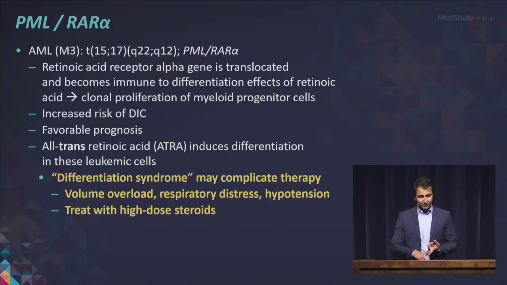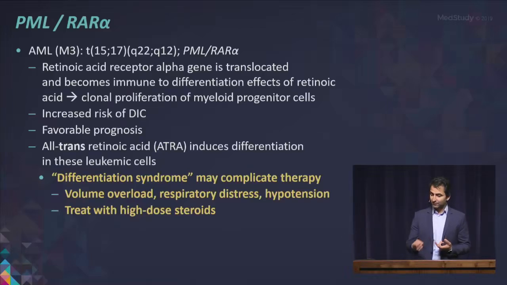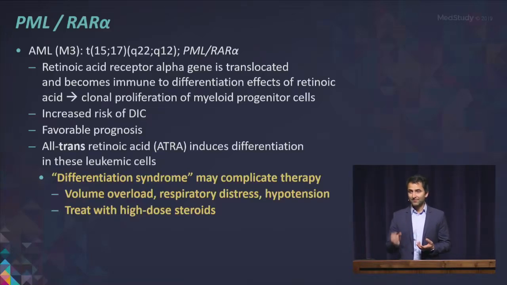There's a complication of ATRA therapy called differentiation syndrome, where they get very sick with volume overload, respiratory distress, hypotension, and that's treated with high-dose steroids. So if they give you a patient with this type of AML and they get sick after ATRA, think differentiation syndrome. And also know that this is the one subtype of AML that can present with DIC.